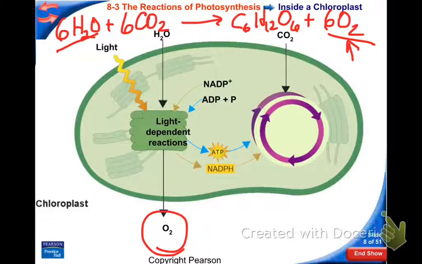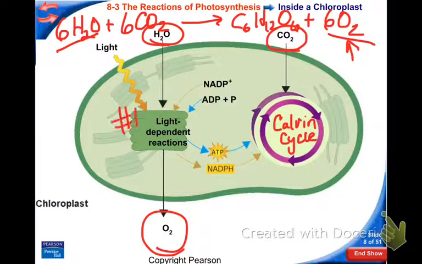This second step here uses the carbon dioxide. So the water gets used up in the light-dependent reactions, and the carbon dioxide gets used up in the light-independent reactions. And what was that called? It's called a Calvin cycle. And the Calvin cycle is the second step of photosynthesis. So light-dependent reactions are the first step. The Calvin cycle is the second step.